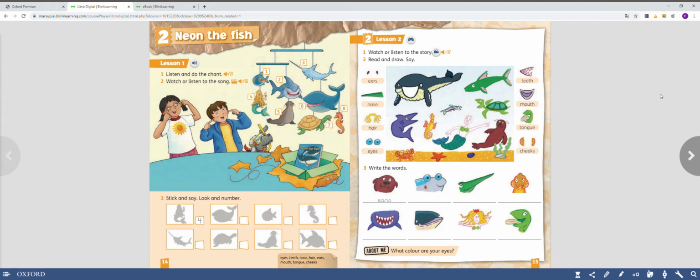Today we are going to start with unit number 2, which is Neon and the Fish. On this unit we are going to learn different parts of our body and also about the creatures of the ocean. Let's start with this.